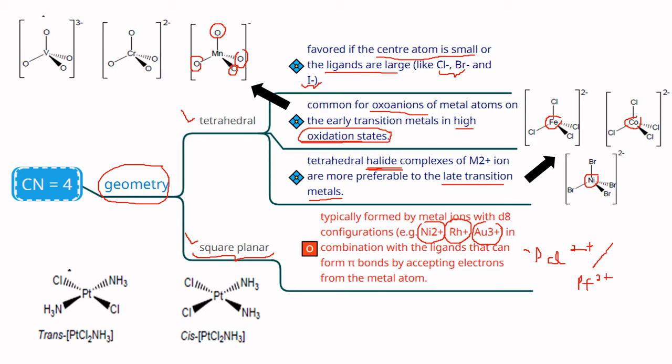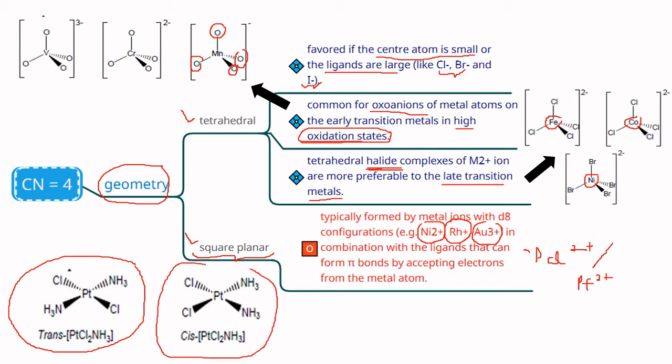Okay, and in combination with the ligands that can form pi bonds by accepting electrons from the metal atom. If you look at the example here, we have two types of platinum complexes. The first platinum complexes, these two complexes, give a square planar geometry. However, the first one is the trans complex, and the second one is the cis complex.